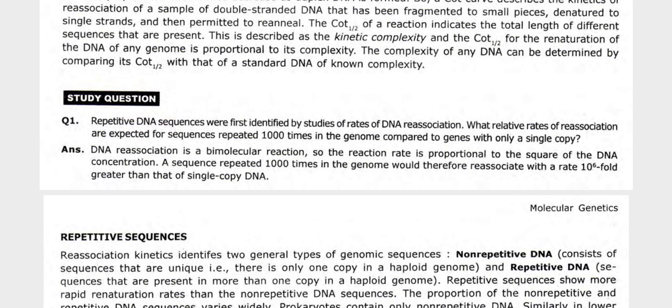Repetitive DNA sequences were first identified by studies of rates of DNA reassociation. What relative rates of reassociation are expected for sequences repeated 1,000 times in a genome compared to genes that have only a single copy?